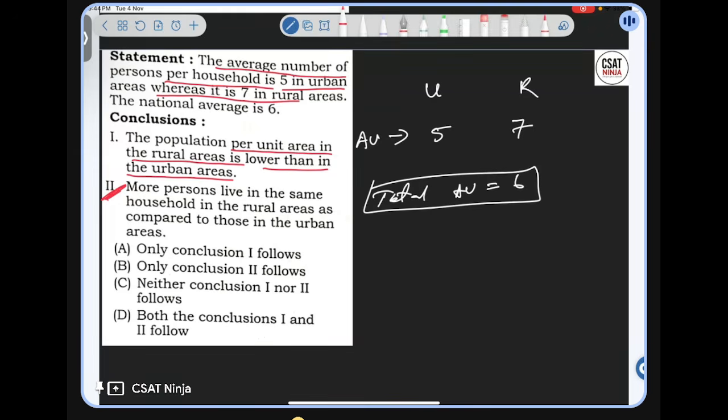Let's read the first one. The population per unit area in rural areas is lower than in urban areas. So this will not follow, or we don't have any conclusion to directly give for this. So I'll just directly go for option number B, which is only conclusion 2. Only conclusion 2 will follow there. Okay.